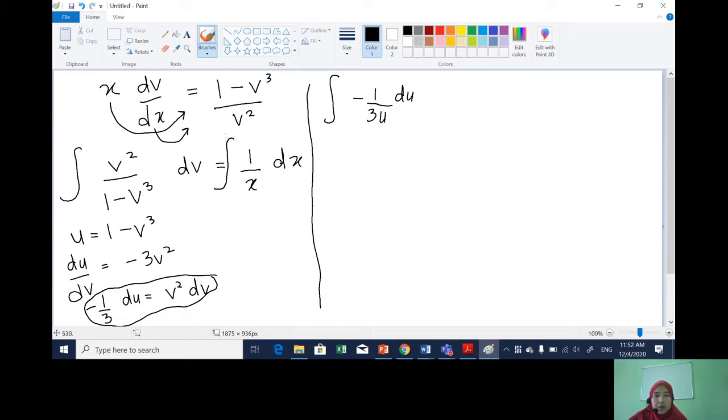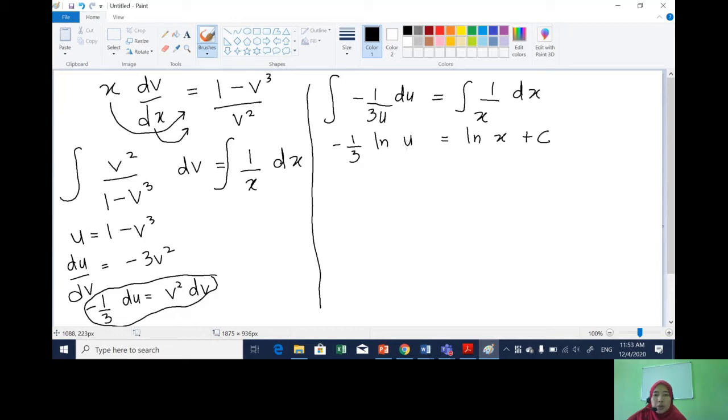This is much simpler. So remember the purpose of the substitution method: when we use it, the form after we substitute must be something that is easy to integrate. The right hand side will be the integration of 1 over x, which remains. The left hand side is easy to integrate, correct? So then we can do the integration directly as negative 1 over 3 times ln u, because integrating 1 over u gives ln u, equal to integrating 1 over x, so we have ln x, plus c.